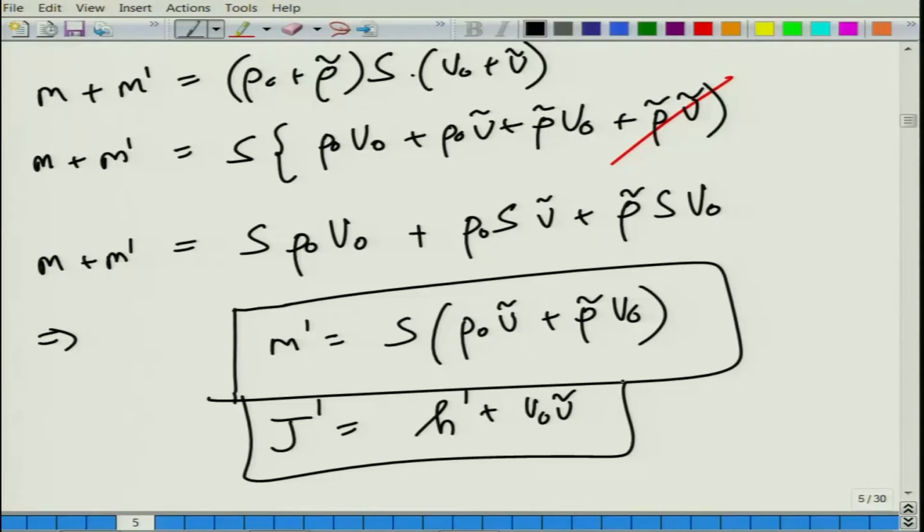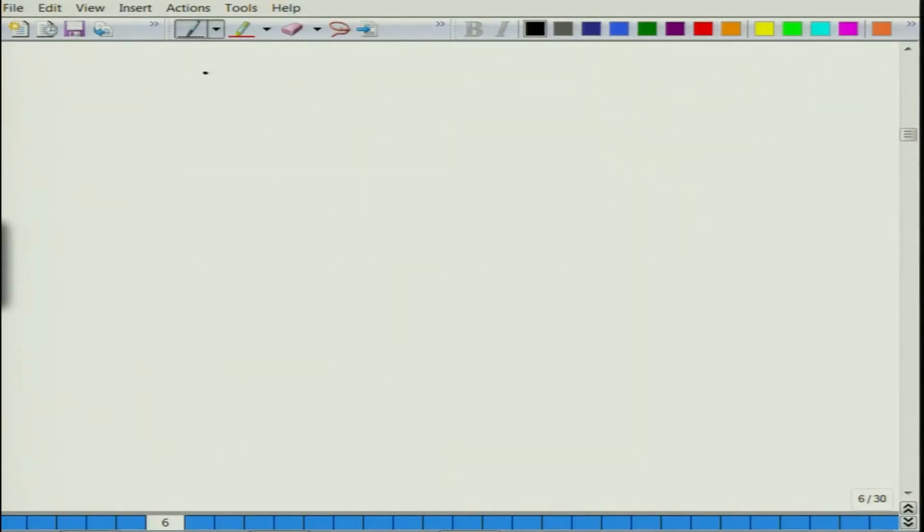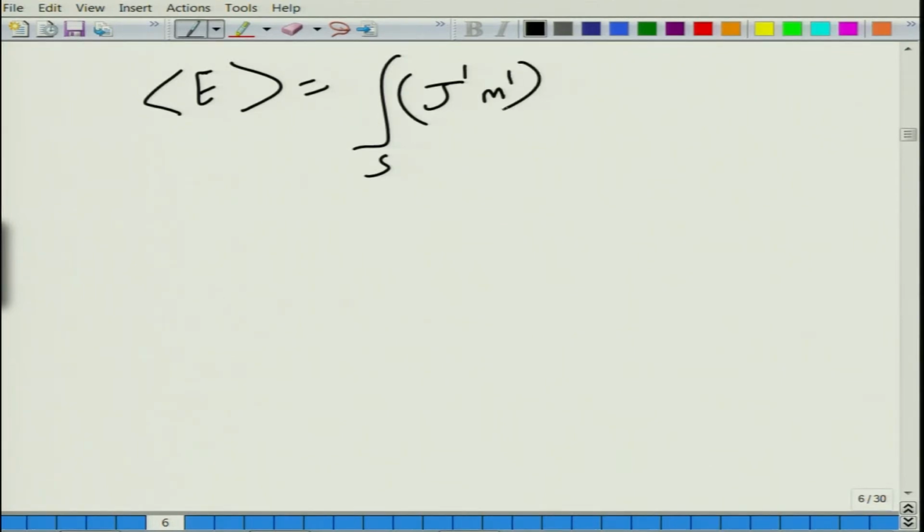Now, once we have these two quantities, it is time to go back and rewrite the equation for the total acoustic power coming out of the duct carrying a mean flow as something like this. The average is the integral of J dash times m dash over dSi, the ith element. Intensity clearly means nothing but J dash times m dash, all right.